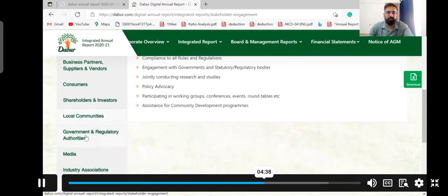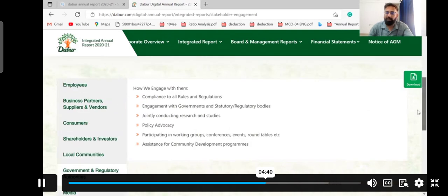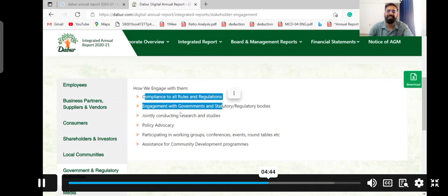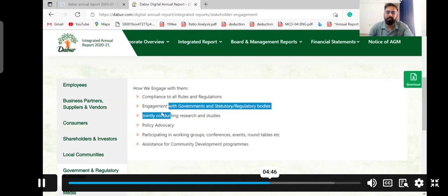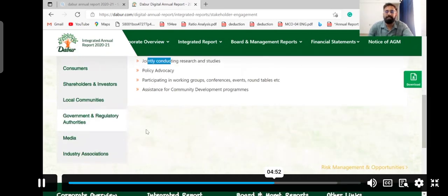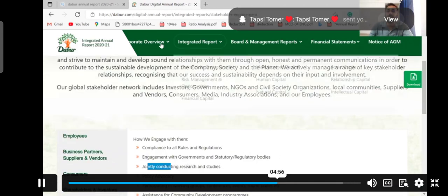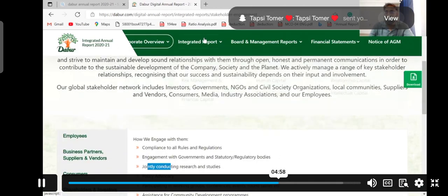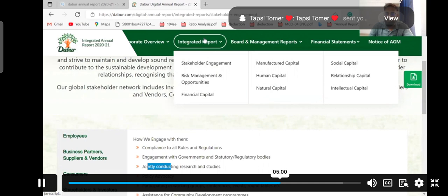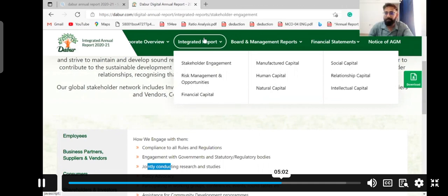Government and regulatory authorities, right? How do they deal with government and regulatory authorities? By complying with all the rules and regulations. Engagement with government and statutory regulatory bodies, policy advocacy. Each and every thing is given here. How are they dealing with media and industry associates, right? It is very important for you to know how they take care of their stakeholders. Taking care of stakeholders is the most important thing for any organization.